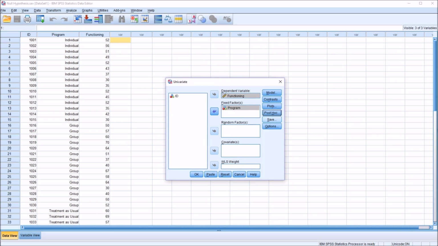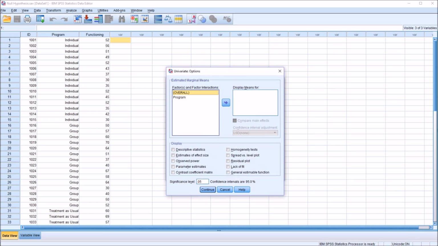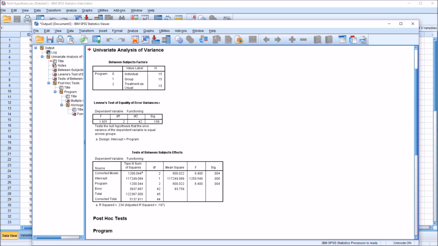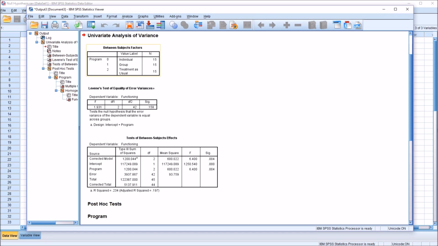Press continue, and then to run Levene's test, go to Options, and I want to add in display, down here in this display frame, I want to add homogeneity tests. Click continue. Then to conduct the ANOVA, I'll click OK. And we have here the output from this ANOVA.